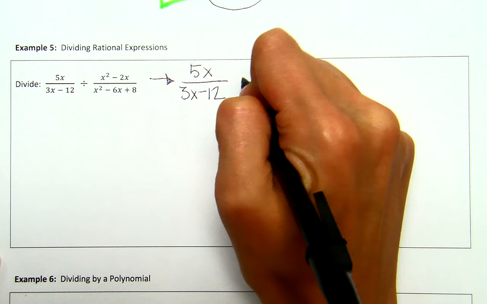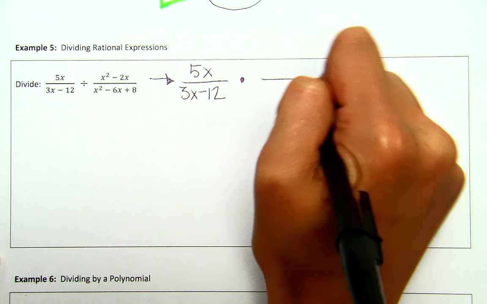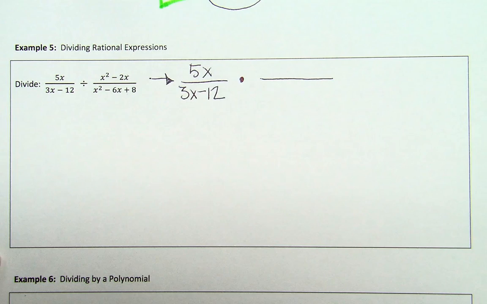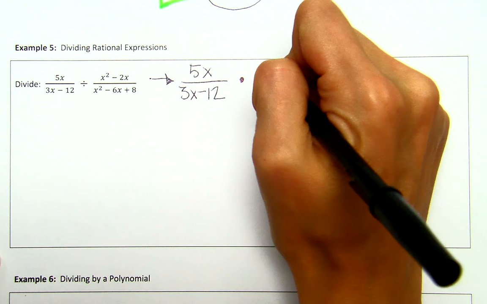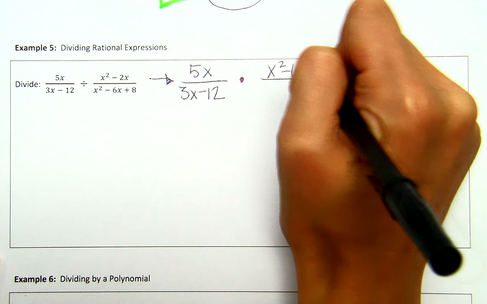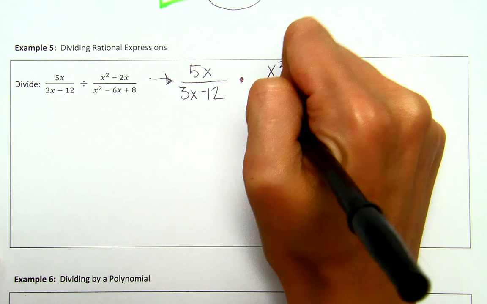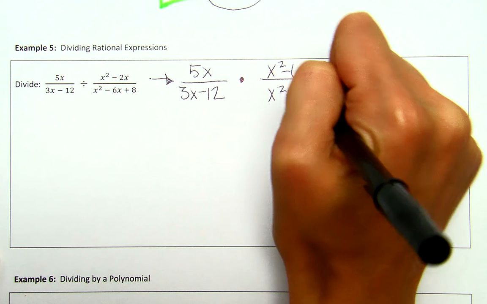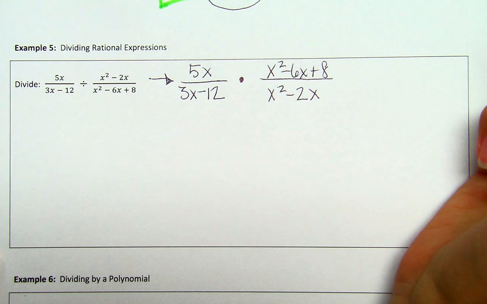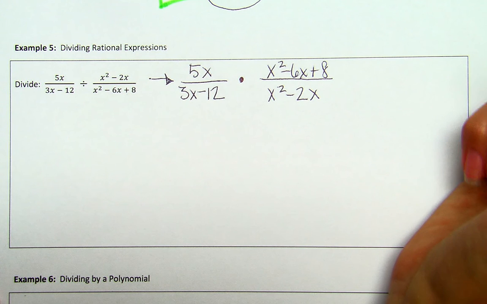Change divide to multiply, and take the numerator and denominator of my second expression and find the reciprocal. So we're going to flip it. So x squared minus 6x plus 8 goes on top, x squared minus 2x goes on bottom. From here, I can take each numerator and denominator and factor them into their smaller groups and find out what cancels so that we can simplify to the most simplified answer we can get.